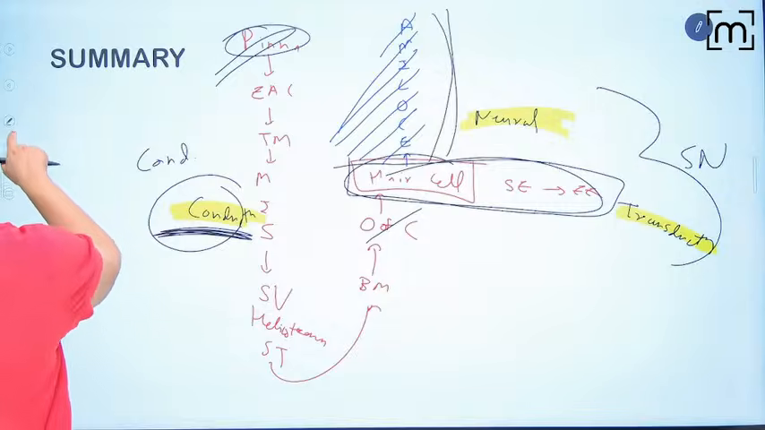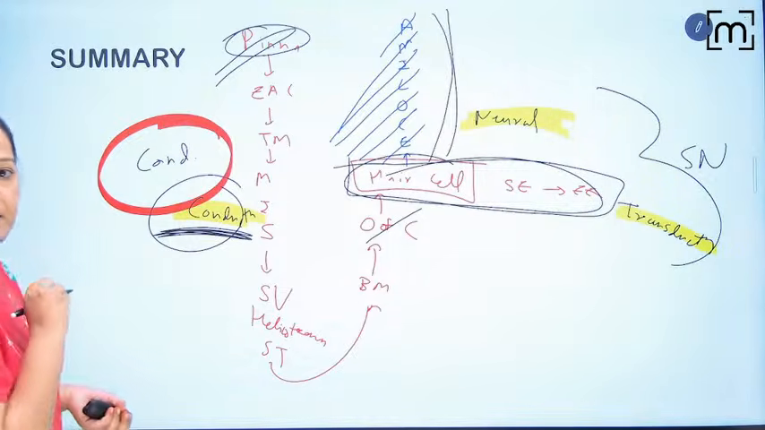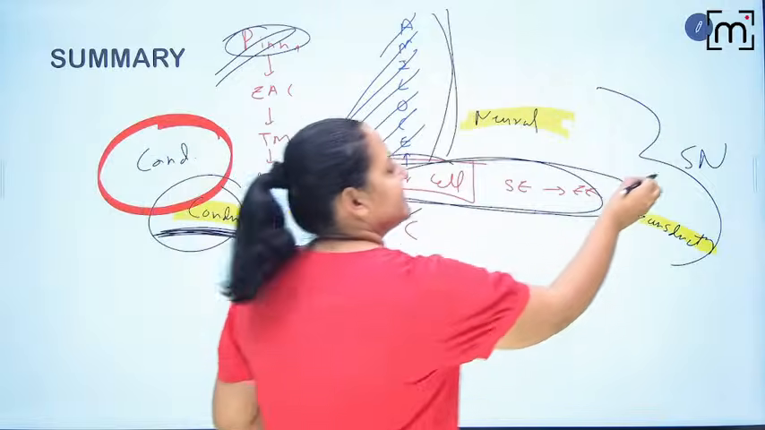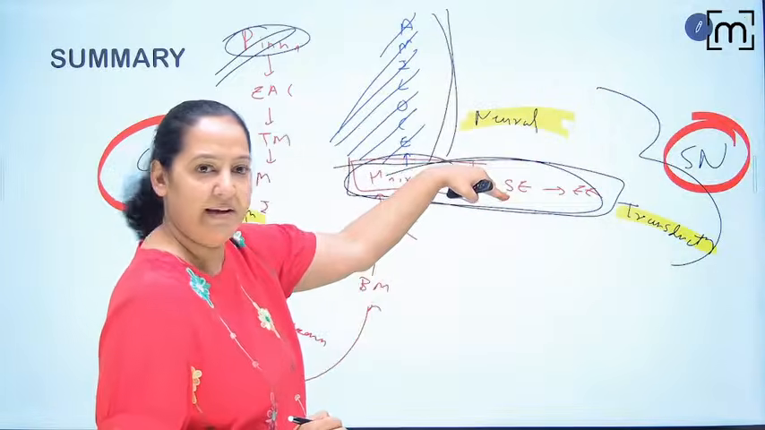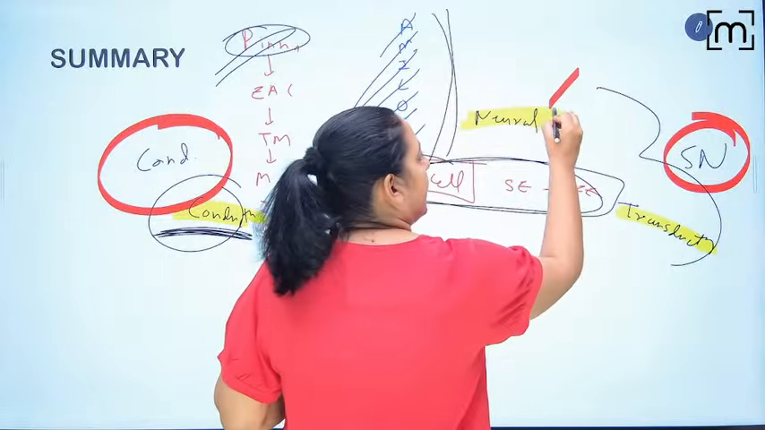Let's try. The two types of hearing loss: conductive hearing loss and sensory neural. Sensory neural, neural is again of two types.